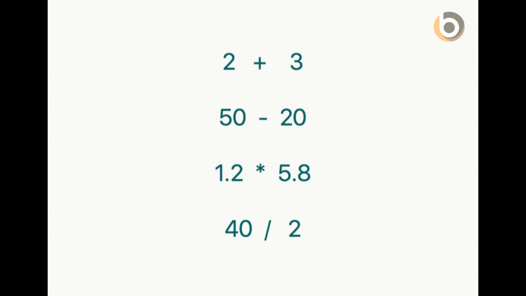Numbers can be added like 2 plus 3. Numbers can be subtracted like 50 minus 20. They can be multiplied by using asterisk like 1.2 asterisk 5.8. And numbers can be divided as 40 divided by 2. And the result of all these expressions will be stored in variables.